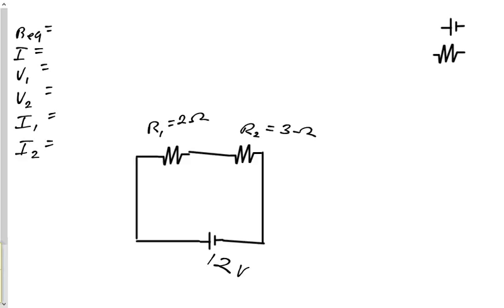Well, these are in series with each other. So, since they are in series, we're going to simply add them up to find the equivalent resistance. So the equivalent resistance is 5 ohms.